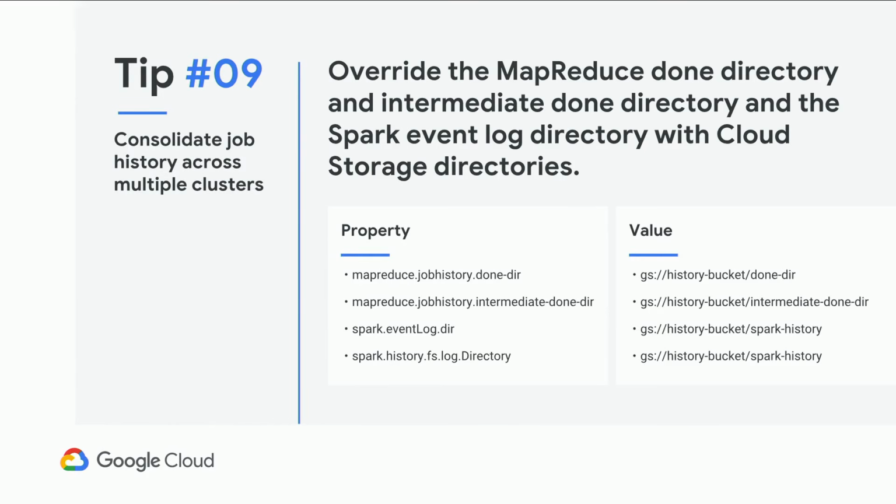Very cool. And I'm seeing the words override the MapReduce done directory and intermediate done directory. This sounds scary and complicated. Is it scary and complicated? No, it's not scary and complicated at all. When you create your cluster, you just set these 4 properties to point at your history bucket. And if that's too much work for you, you can use one of those YAML configuration files that we talked about earlier to say, every time I create a cluster, I want to set these 4 properties. So this is a one-time, 2-minute activity, and you never do it again? Yeah. Oh, okay. So that is not scary or complicated. I love it.